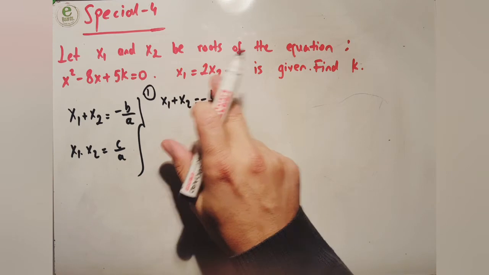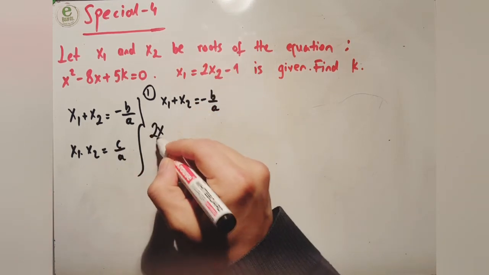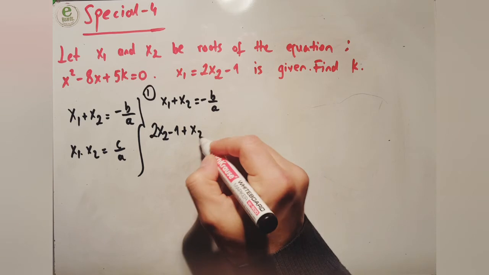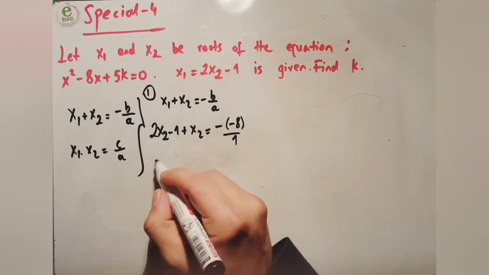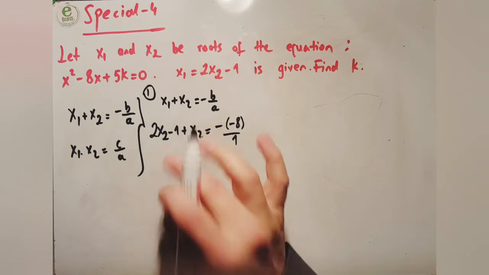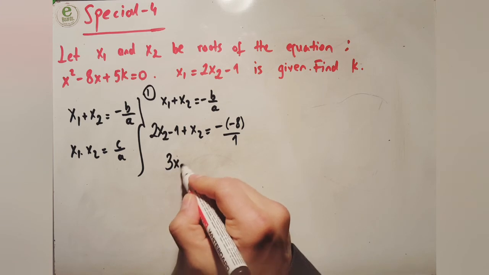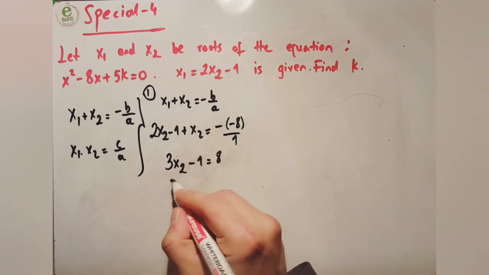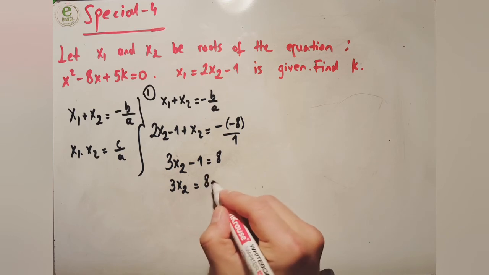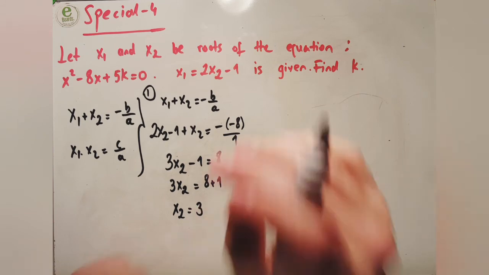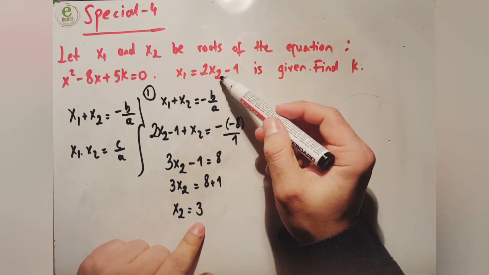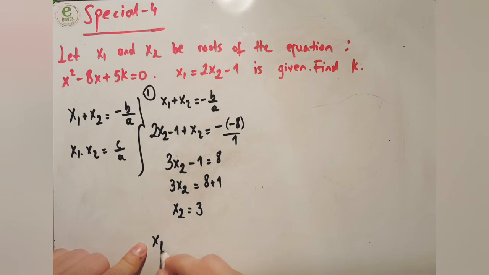So x1 plus x2 is minus b over a. For x1, we can write 2x2 minus 1, plus x2 is equal to minus, what is b? Negative 8 over 1. So 2x2 plus x2 is going to be 3x2 minus 1 is equal to plus 8. 3x2 is equal to 8 plus 1. So we will have x2 is 3. If x2 is 3, to find x1, I will write 3 in the place of x2. So x1 is equal to 2 times 3 minus 1, which happens to be 5.